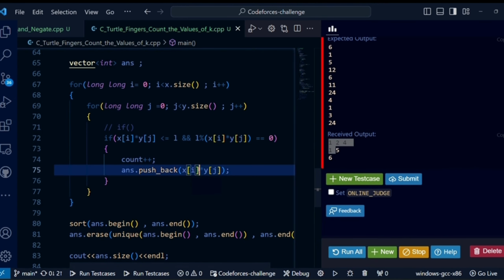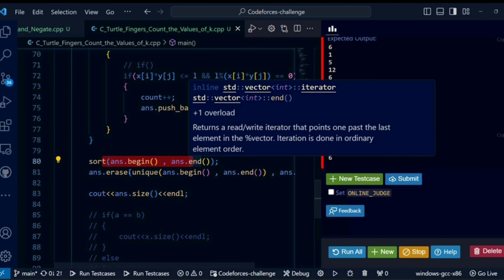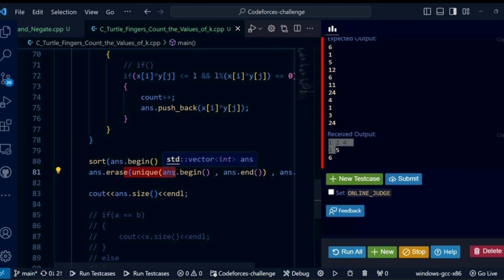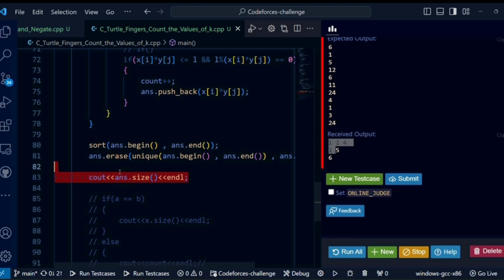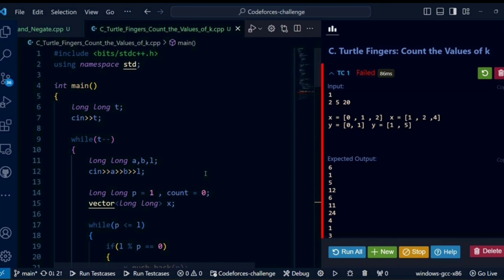But still one case is remaining, when I will get a duplicate answer. Suppose I get a duplicate answer, what I'm doing here is I'm sorting the vector and then removing the duplicate elements from the vector using the function unique, and then I am simply printing the size of the array. So this is the approach for the problem. Hope you got the problem. If you got it, try it by yourselves.